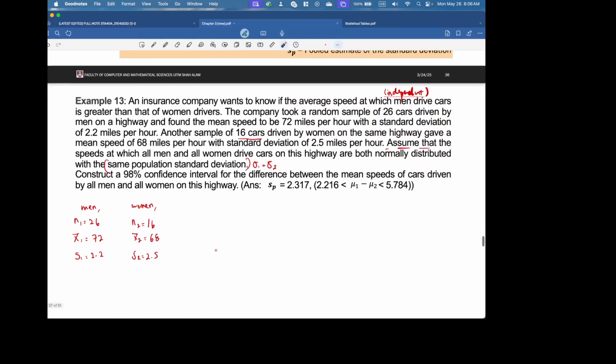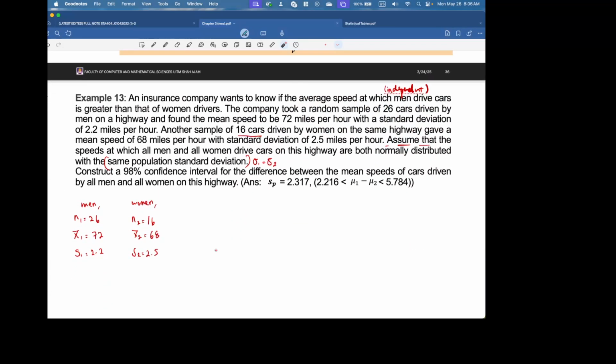Okay, question again. Construct a 98% confidence interval for the difference between the mean speed of cars driven by all men and all women on this highway. Right.